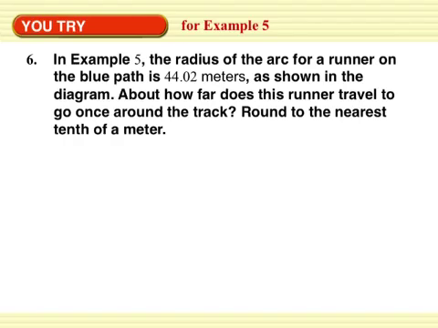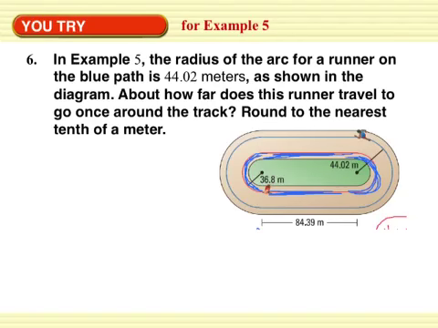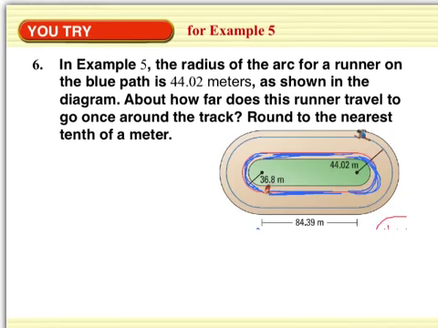In example 5, the radius of the arc for a runner on the blue path is 44.02 meters. How far does this runner travel to go once around the track? Okay, hold on, I'm going to push pause and bring that picture up. Okay, so let's figure it out. Now we're on the runner in blue. So we want arc length.